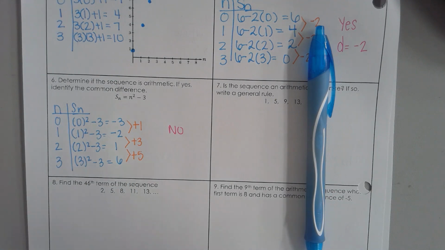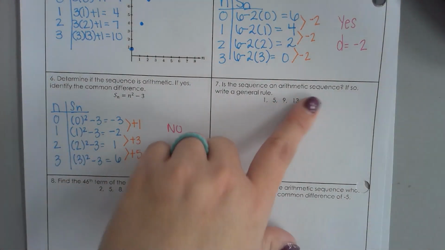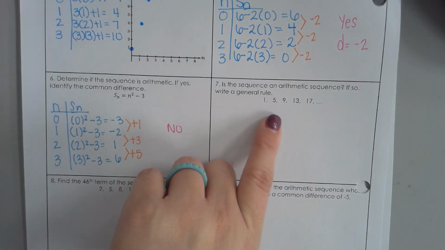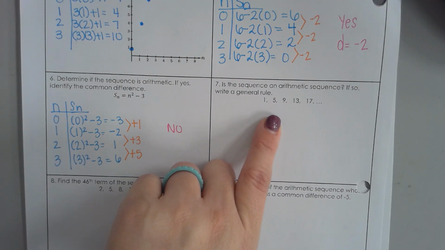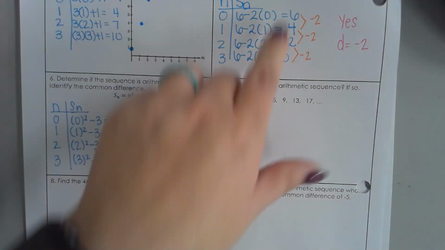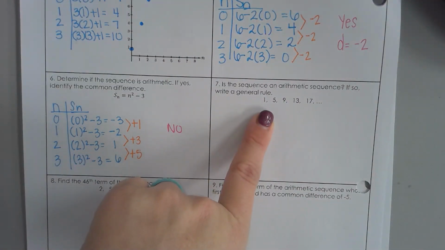Okay. All right, so number 7, is the sequence an arithmetic sequence? If so, write a general rule. Meaning I'm going to write the equation along with 1. But first we need to know if it's arithmetic. So is it?